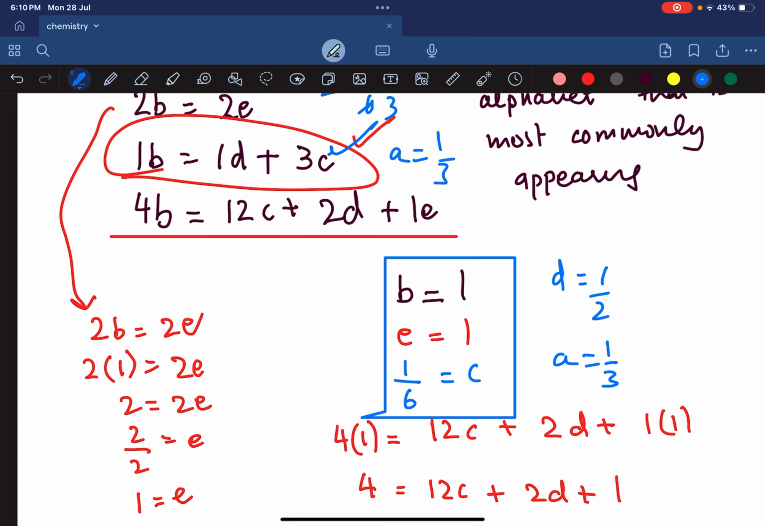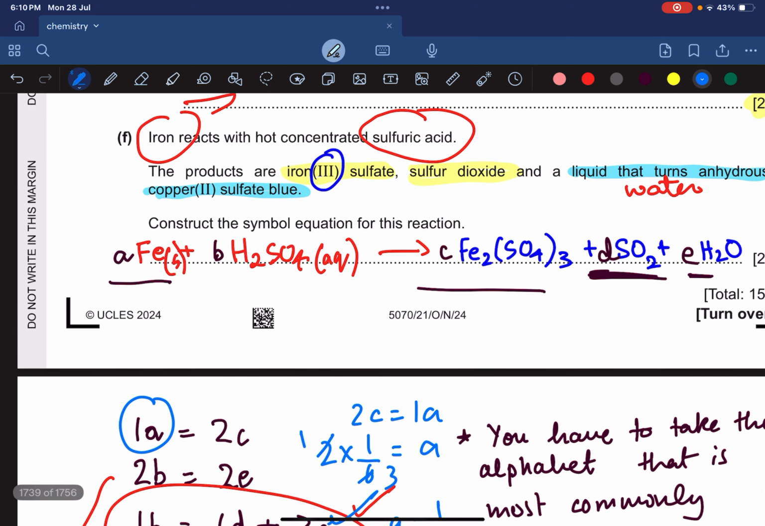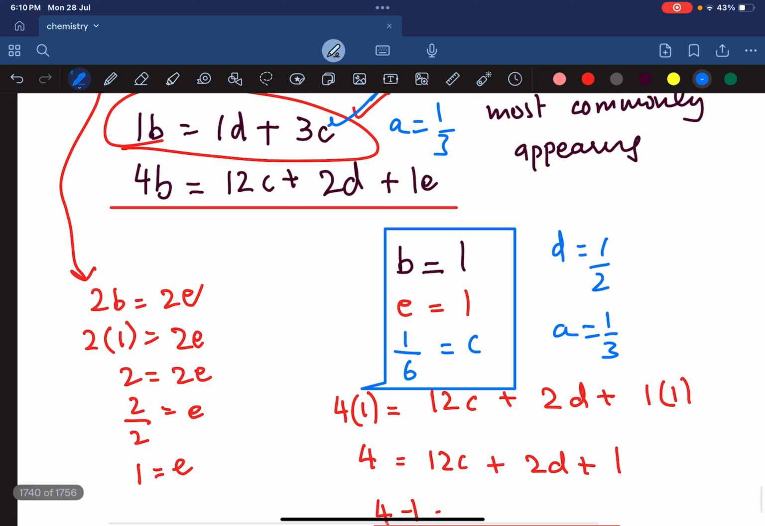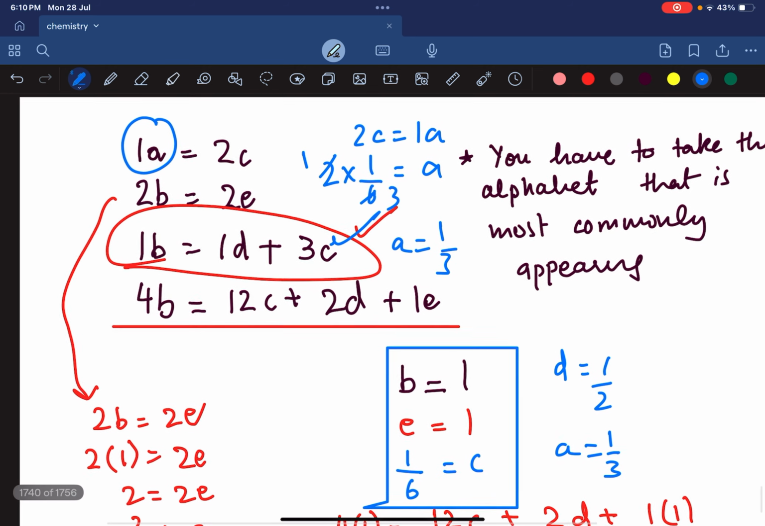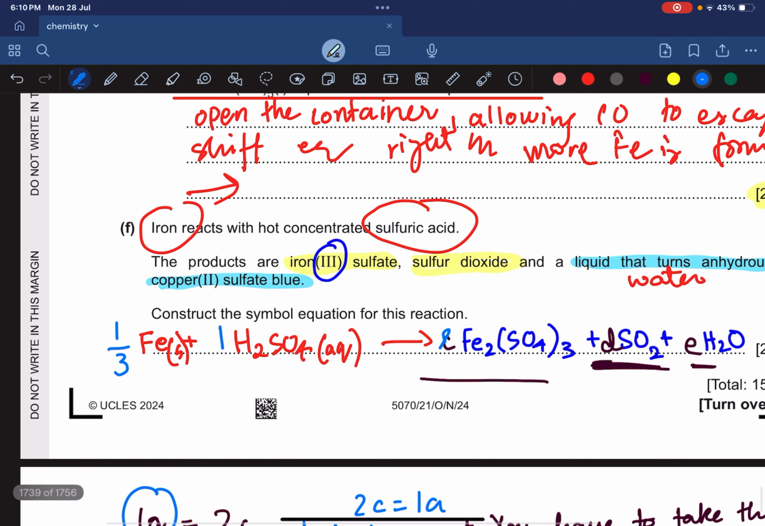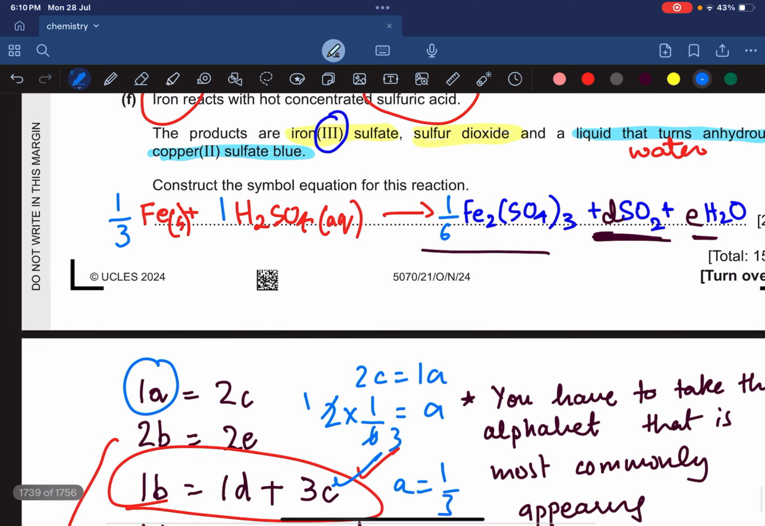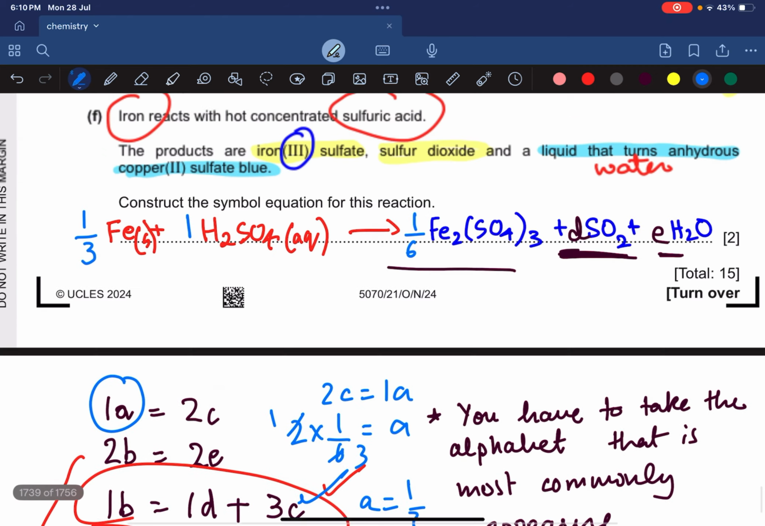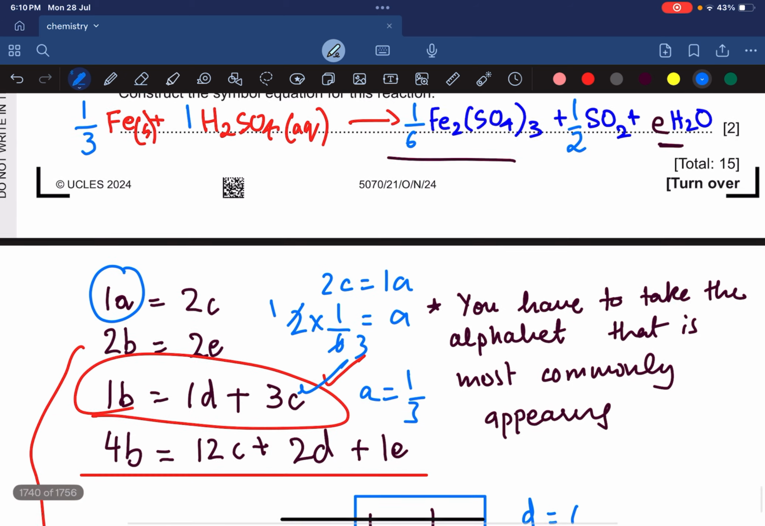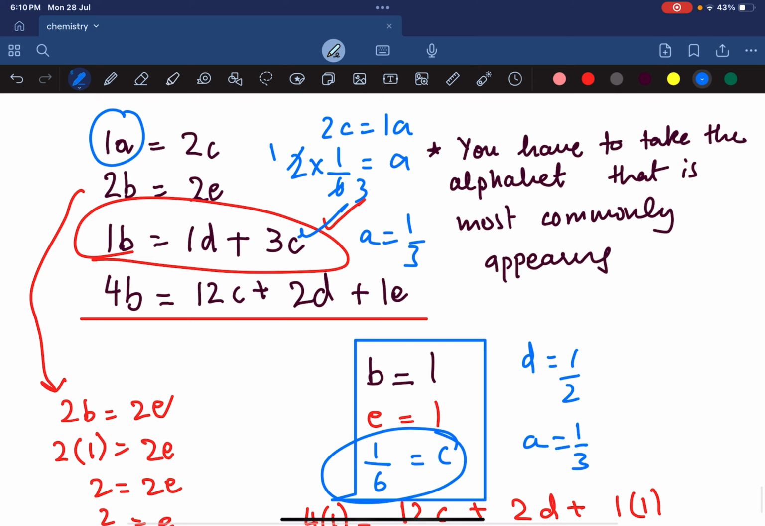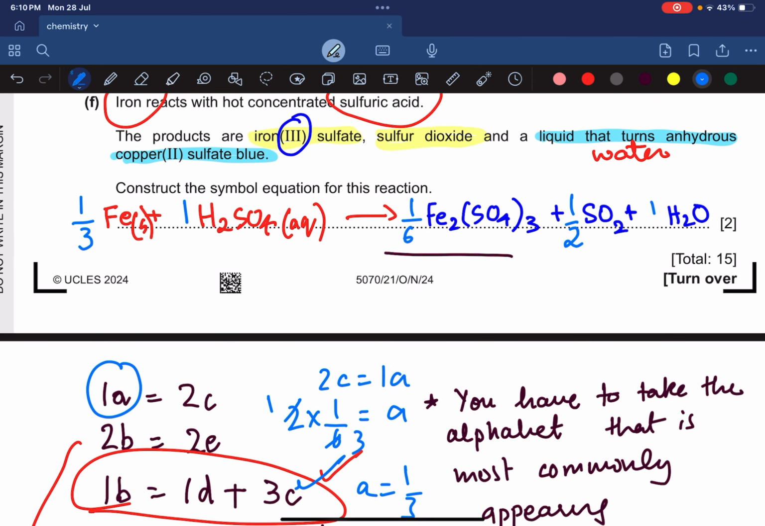Now let's plug in the values. a is 1 upon 3. b here is 1, so instead of b, I put a 1. c is 1 upon 6. d is 1 upon 2, and e, where is e? e is also equal to 1. Okay, now we've got the values.